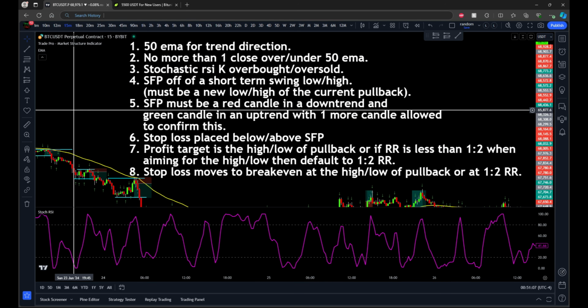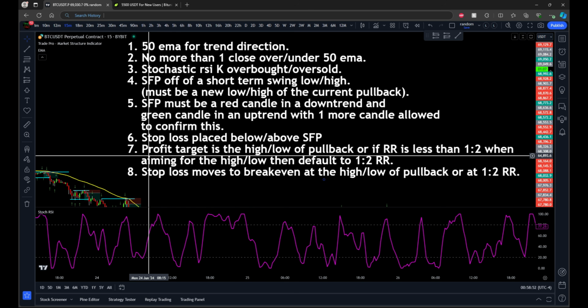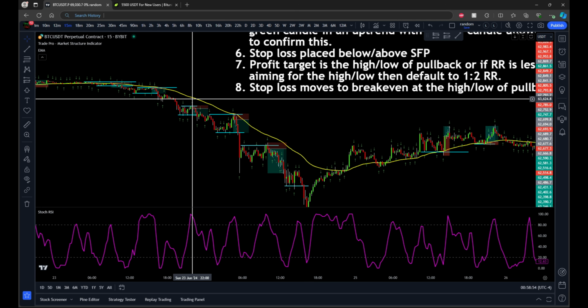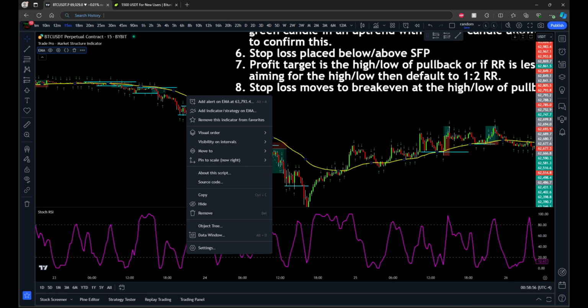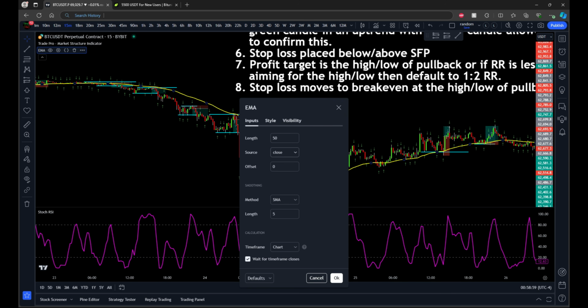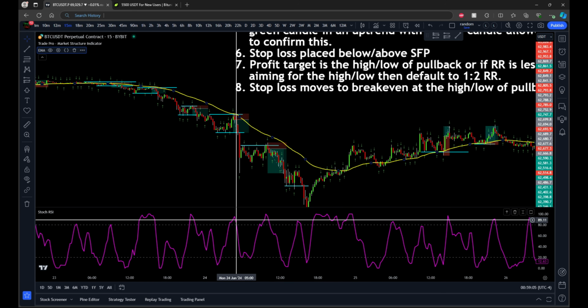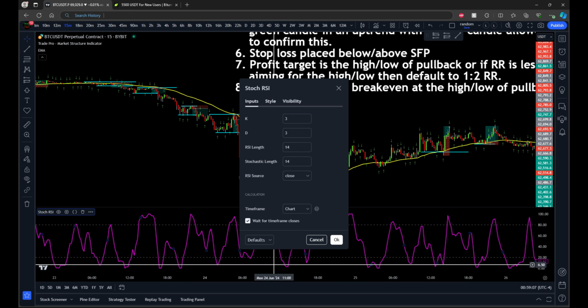Now, let's get into the breakdown of this strategy. First, let's just cover the indicators that are being used here. We have this yellow line, which is just the 50-period exponential moving average. And this is a 15-minute time frame that this strategy is being applied to and tested. Next indicator, stochastic RSI.